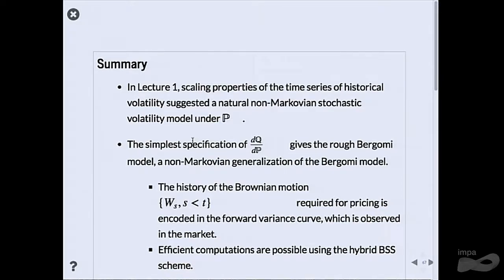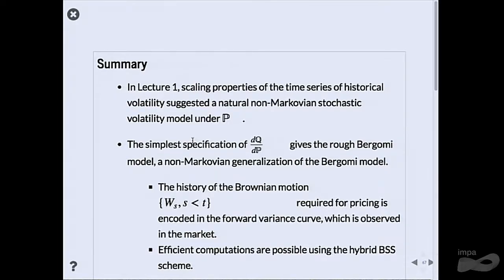So I thought I was going to present something else, which I didn't, but now this is a good time to finish anyway. So in lecture 1, scaling properties of the time series of historical vols suggested a natural non-Markovian stochastic volatility under P. So what was that model? It's basically log of vol is equal to fractional Brownian motion. Roughly speaking, that's the model.